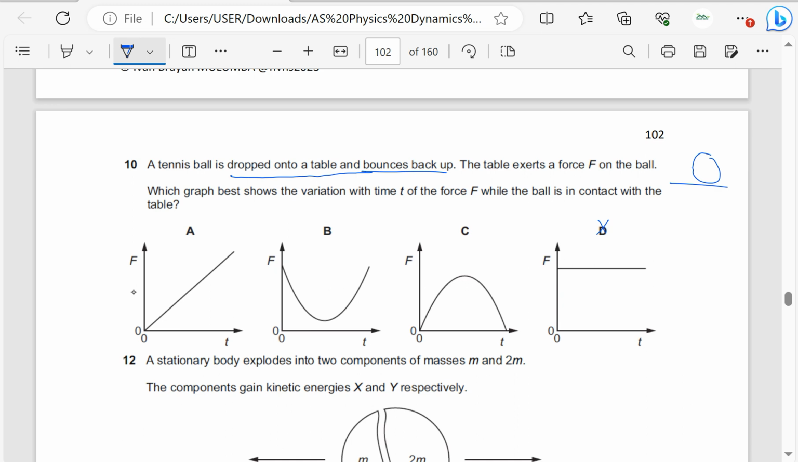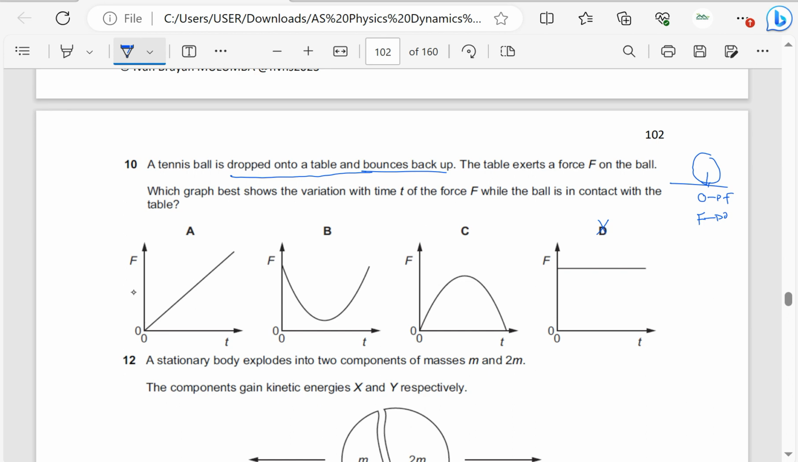At the moment when it is just in contact, and even when they separate, it is showing a constant force, which is not true. At the moment when it is just in contact, the force increases from 0 to a maximum value. Then at the point of separation, the force decreases from a maximum value to 0. That is exactly what happens.